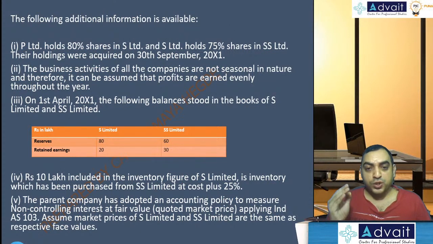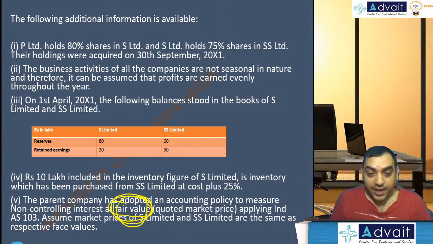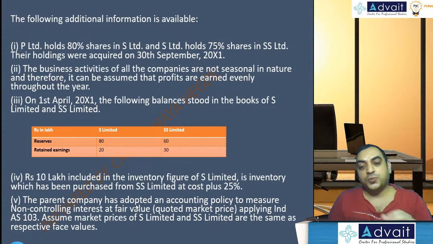On 1st of April 2001, the following balances stood in the books of S Limited and SS Limited, that is reserves and retained earnings. Rupees 10 lakh included in the inventory figure of S Limited is inventory which has been purchased from SS Limited at cost plus 25%. The parent company has adopted accounting policy to measure non-controlling interest at fair value method, quoted market price, applying Ind AS 103. Assume market price of S Limited and SS Limited are same as their respective face value.